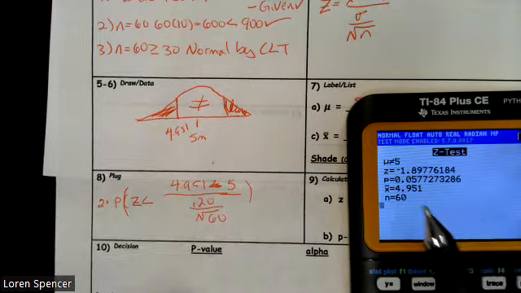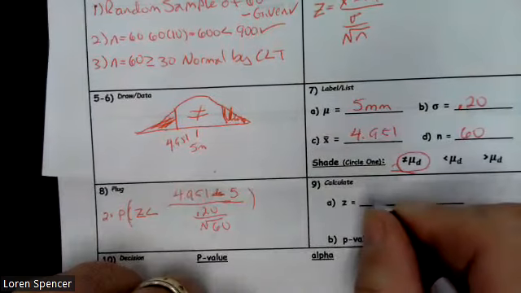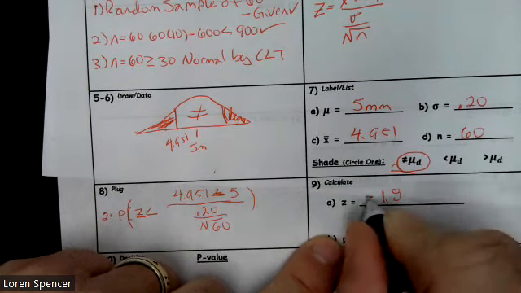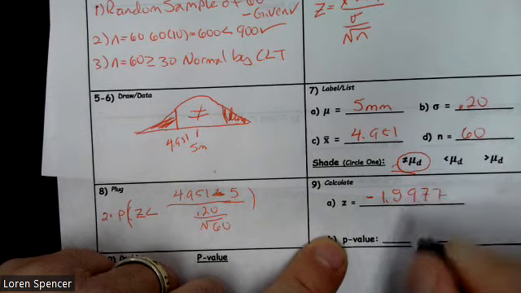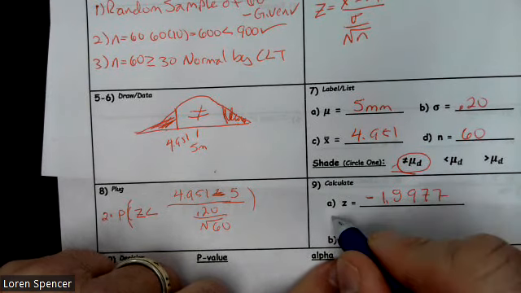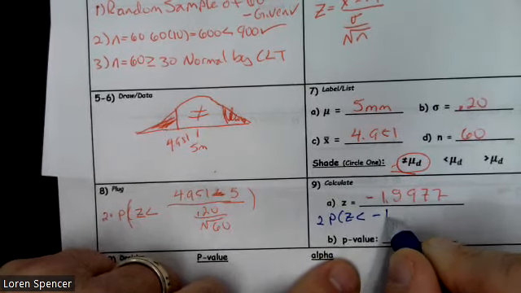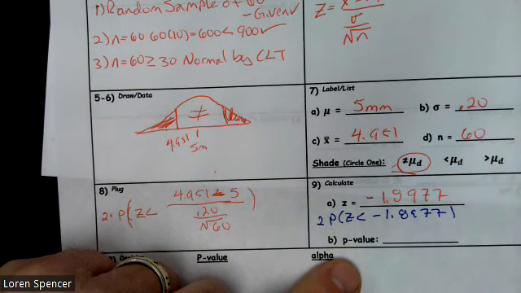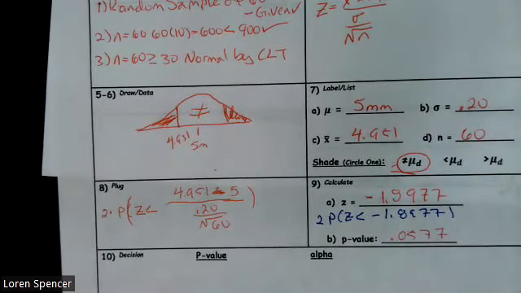When we calculate, our z equals negative 1.8977. For those of you taking AP, we'd write 2 times the probability that z is less than negative 1.8977. And we end up getting a probability of 0.0577. So our p-value is 0.0577.